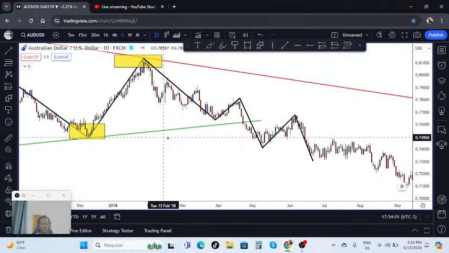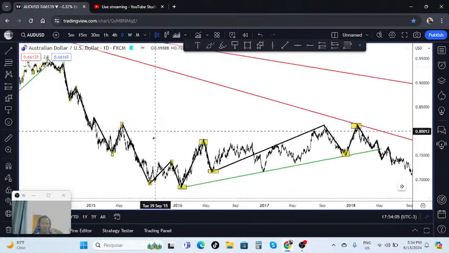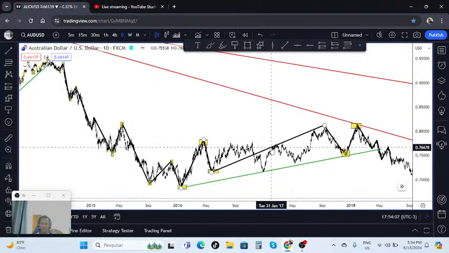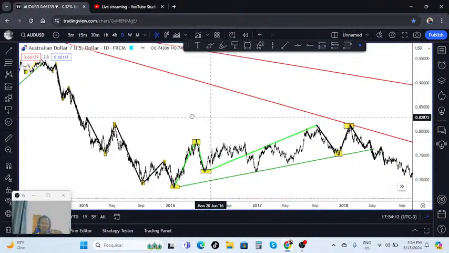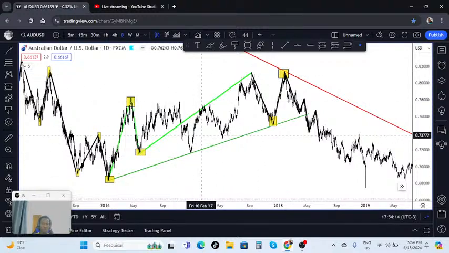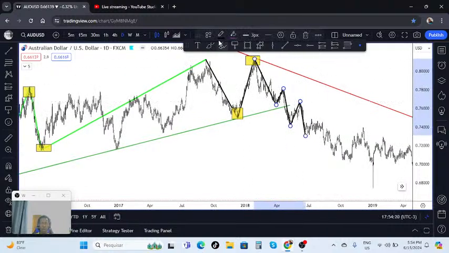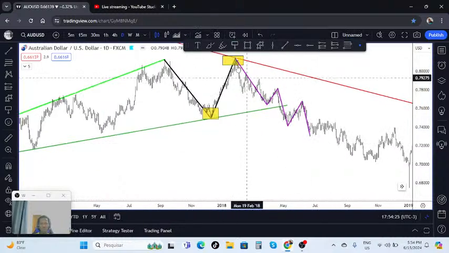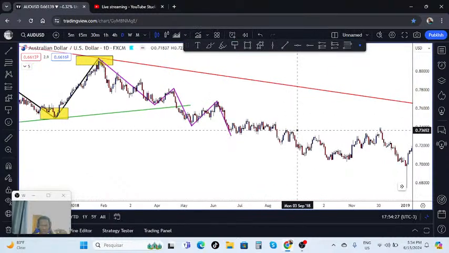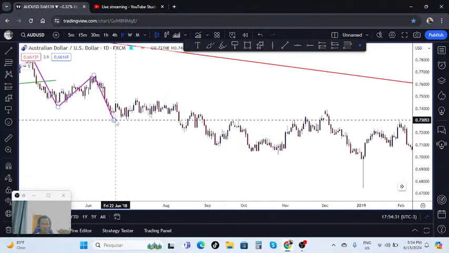But then we know that we are no longer in an up market structure. Talking about this up market structure, let me change the color to green, not black. That shows the uptrend, bullish movement. Now we have bearish movements, so let me change the color to this one, signifying a downtrend movement. At this point we can clearly see this is an extension.